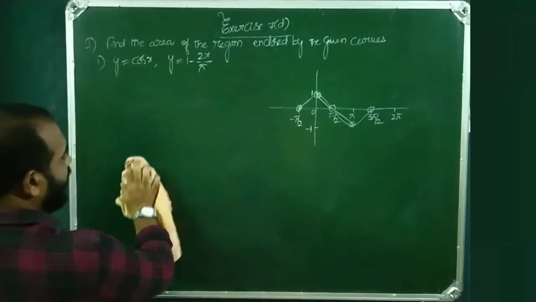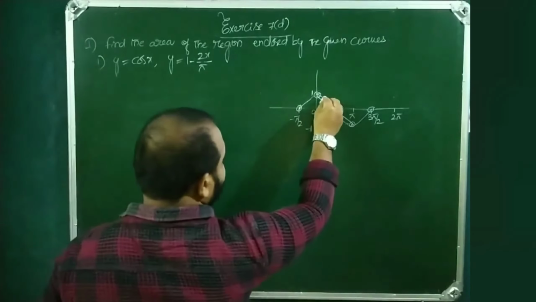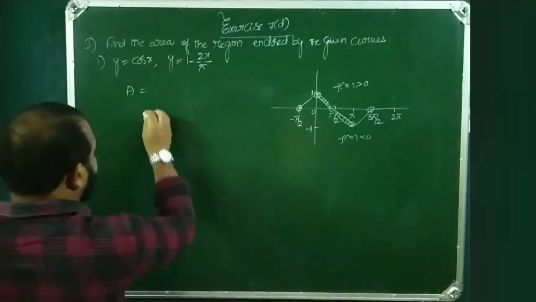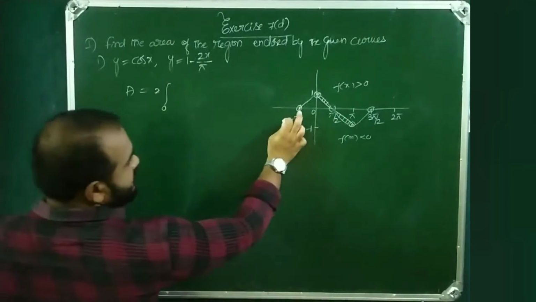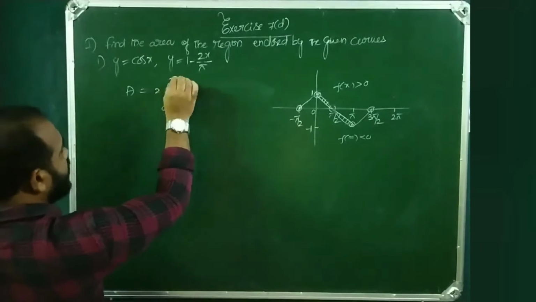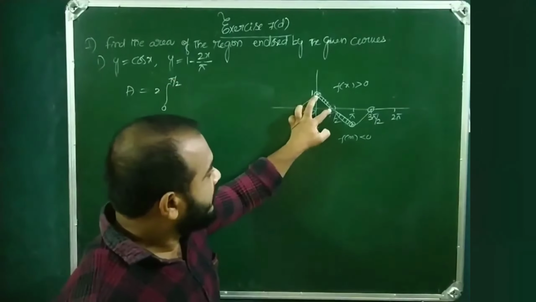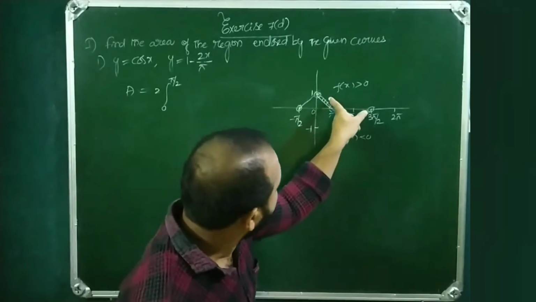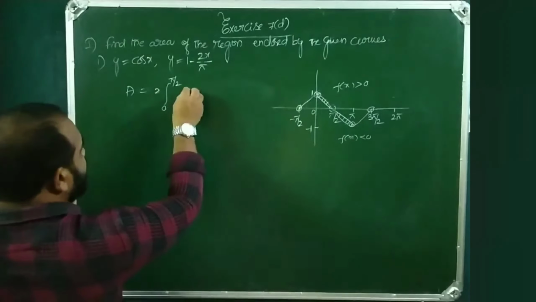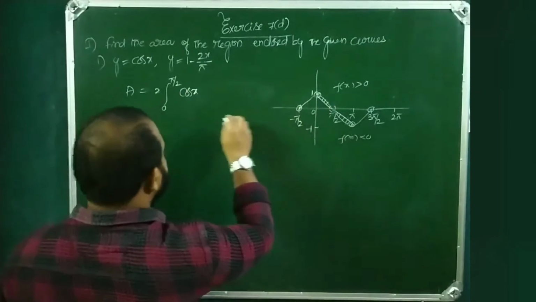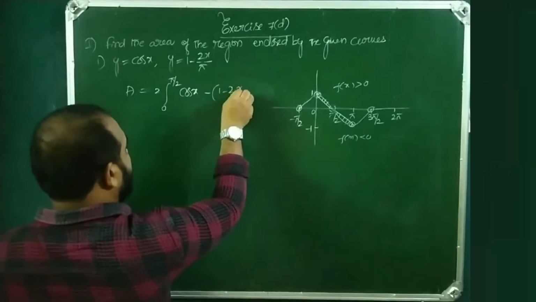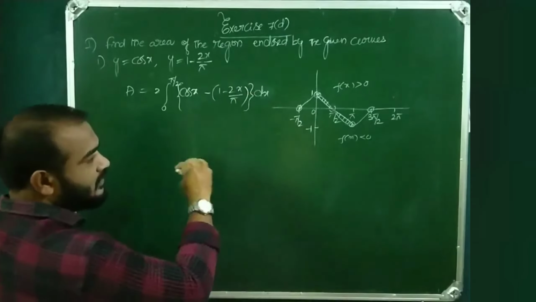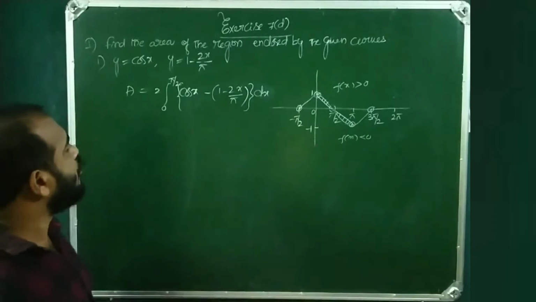Now here, the area is this small region, right? We can write this as 2 integral 0 to pi by 2, because we want this curve as well as this one. The upper curve here is cos x, minus the lower curve 1 minus 2x by pi, dx. If you find this, then this is the total area bounded by the two given curves.